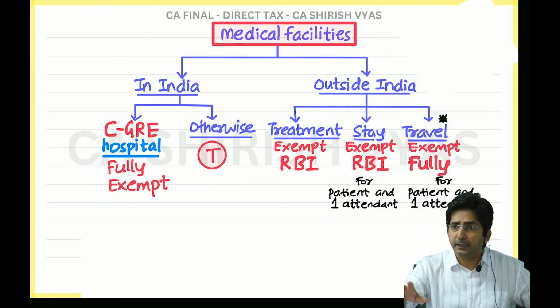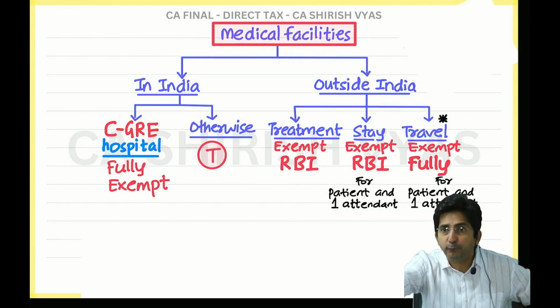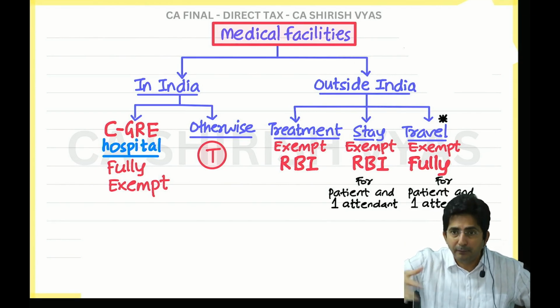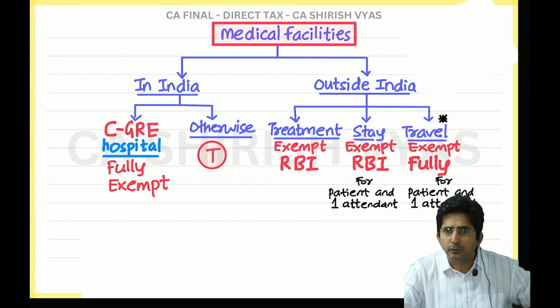So the boss is saying, don't go alone. Take your wife with you. Don't worry, I will bear her expense also. And you have got a son also. Take him also. Sir, I have got one daughter also. Take her also.